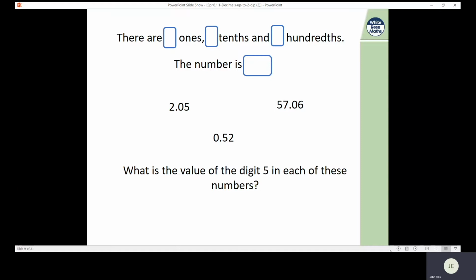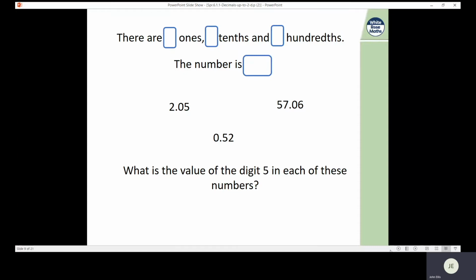Okay, so I'm going to go for it. 2.05. I know I've got 2 ones because the 2 is before the decimal point. Okay. Now I've got 0 tenths and I've got 5 hundredths. In the next number, 57.06, I've got 5 tens, I've got 7 ones, and then I've got a decimal point. So I know they're my tens and my ones. And I've got 0 tenths and 6 hundredths. In the bottom number, 0.52, I've got 0 ones, 5 tenths, and 2 hundredths. So in the number 2.05, the 5 is actually 5 hundredths, or 0.05.